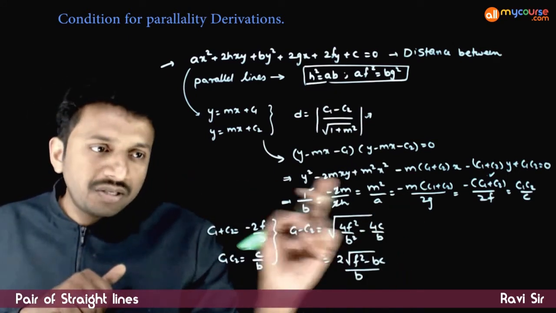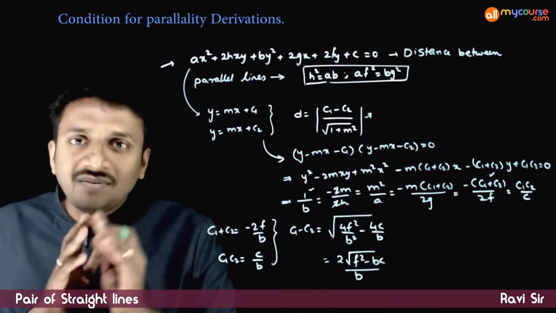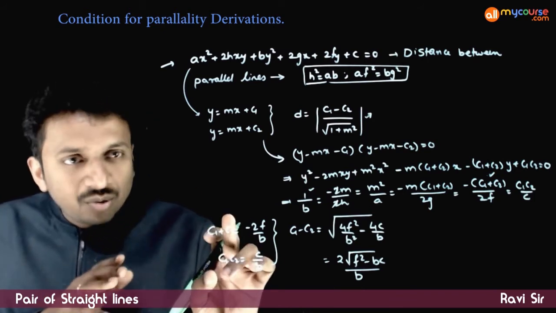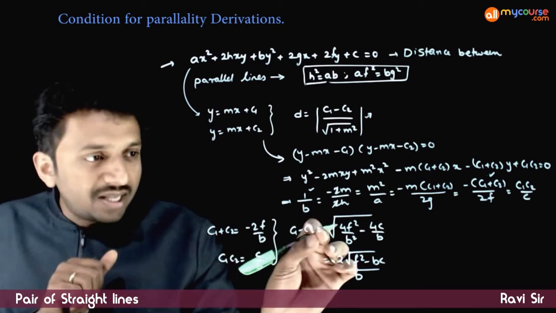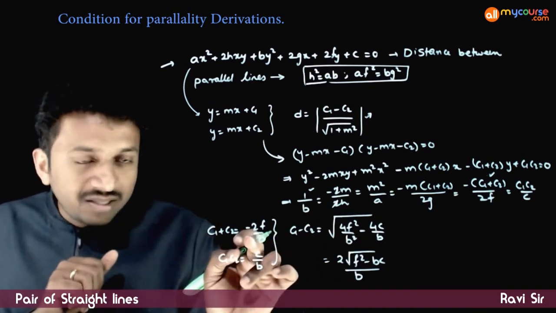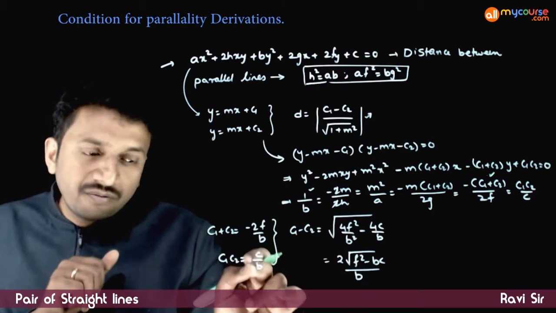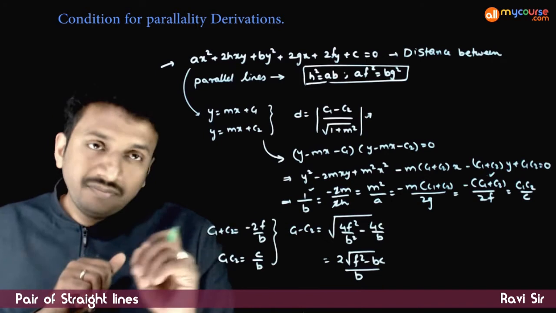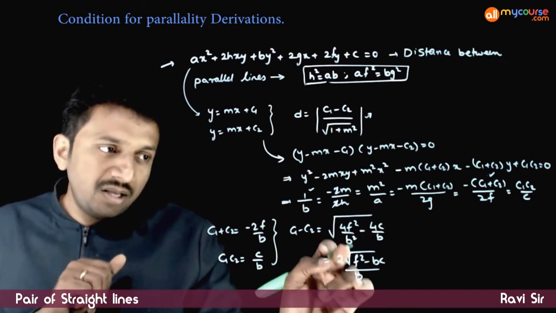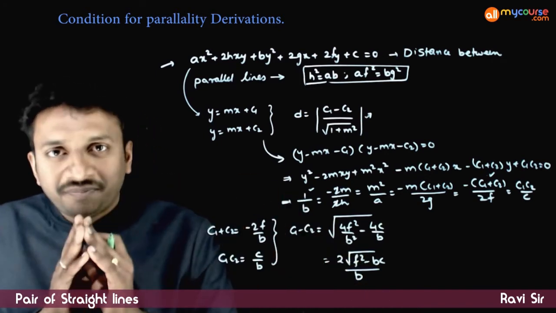So from these equations, I know c1 plus c2 and c1 c2. So from these two, can I find c1 minus c2? Yes. c1 minus c2 is nothing but root of c1 plus c2 whole square minus 4 c1 c2. So you get this equation, which is equal to 2 times root of f square minus bc by b.